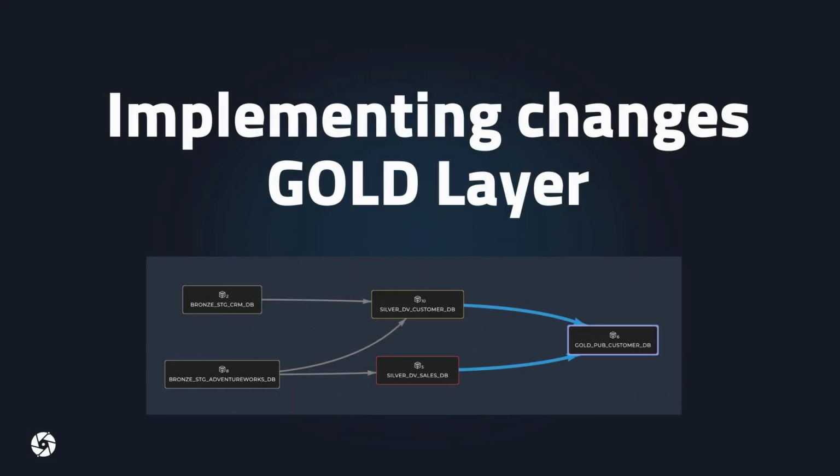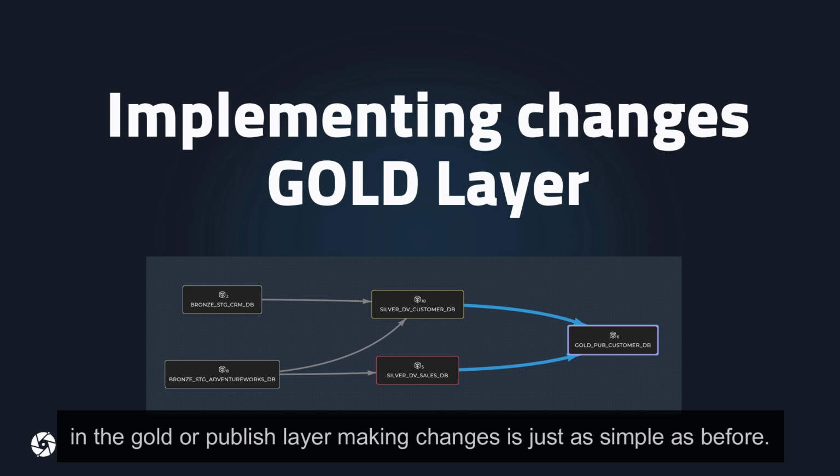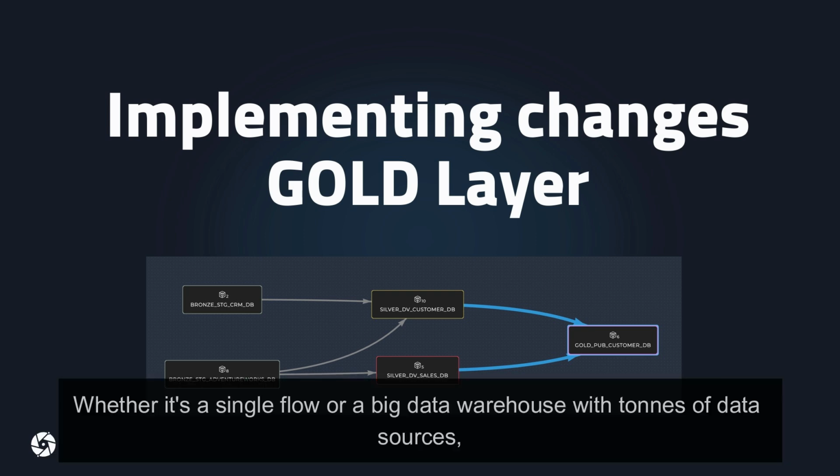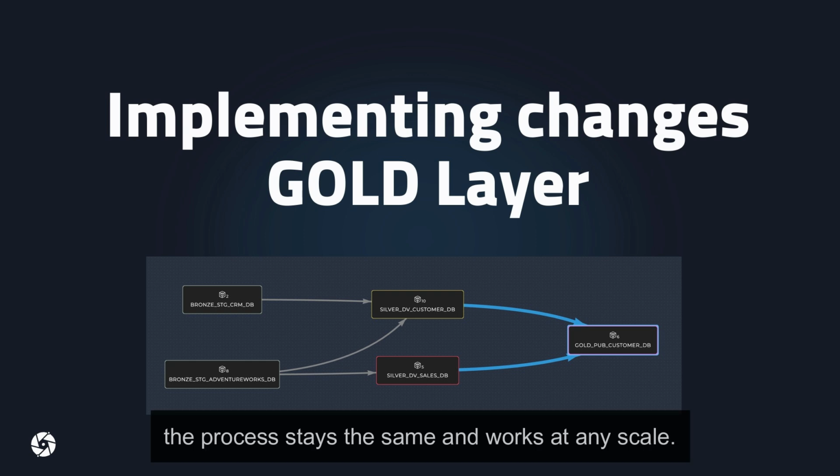In the gold or publish layer, making changes is just as simple as before. I sort out the business logic, and Agile Data Engine handles everything else. Whether it's a single flow or a big data warehouse with tons of data sources, the process stays the same and works at any scale.